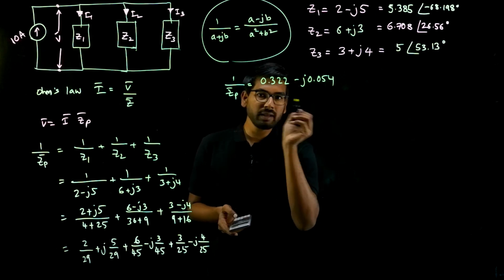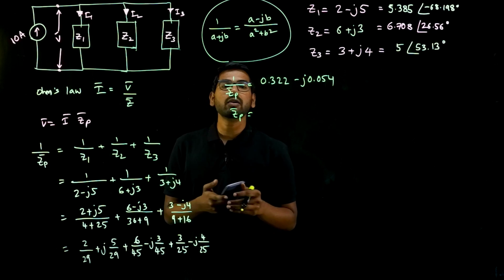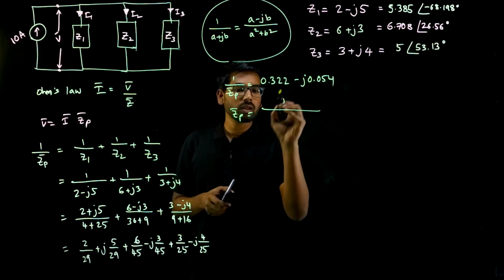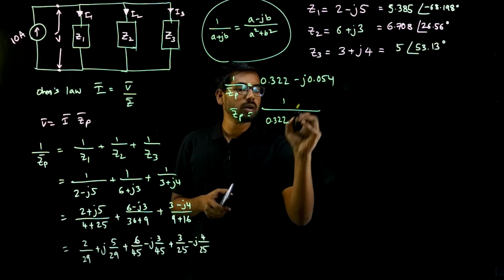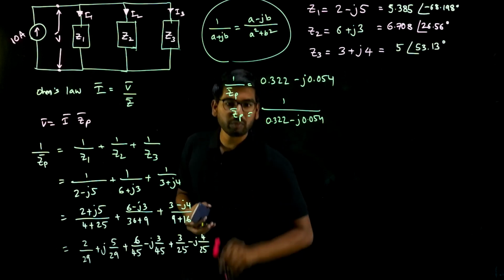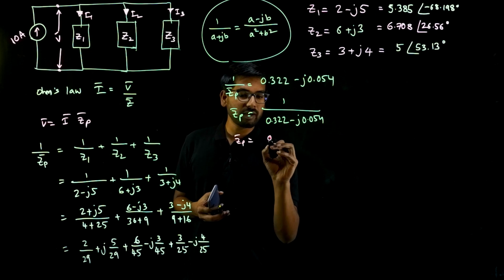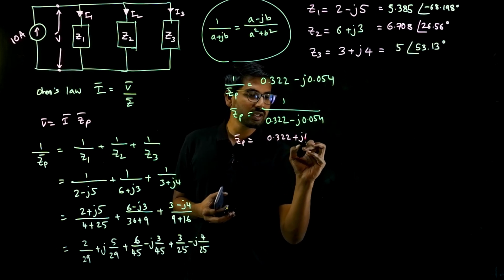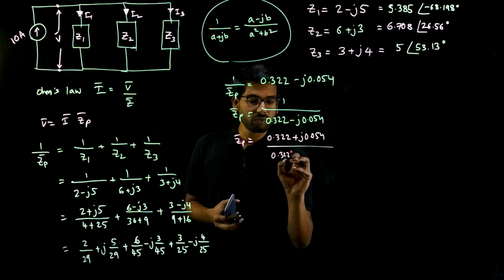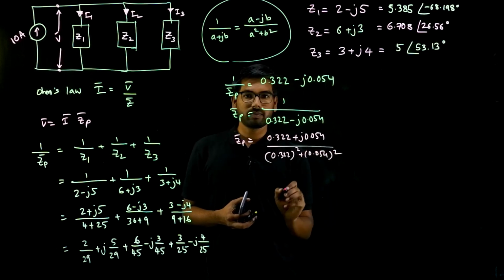So this is 1 by Zp. Okay, how do you get Zp? Again, you can use this formula. Zp is 1 by 0.322 minus j 0.054. So Zp will become, the complex conjugate will be in the numerator, so that is 0.322 plus j 0.054 divided by 0.322 square plus 0.054 square. Okay, according to this formula.